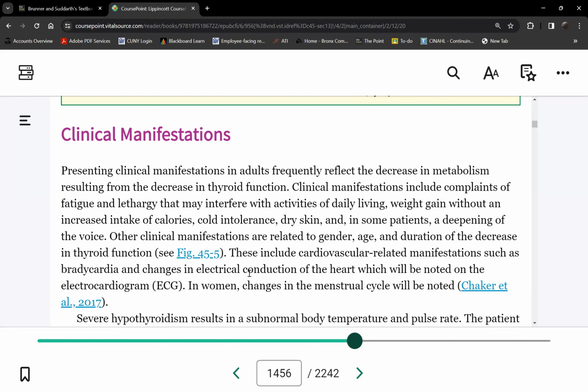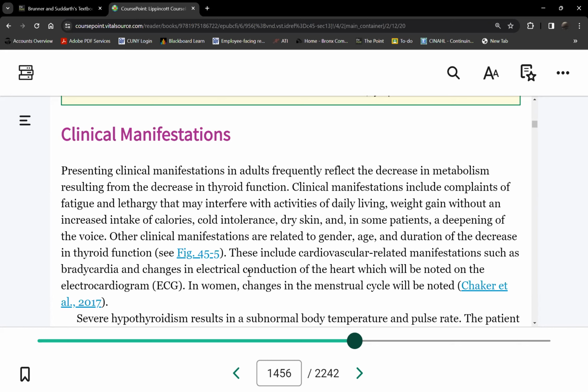Okay, so what will a patient with hypothyroidism look like? Okay, so we will see lack of activity, lack of energy. So they'll have fatigue, lethargy, weight gain, even if you don't eat. Let's say you eat only one cracker the whole day, the patient will continue to gain weight anyway. Cold intolerance, dry skin. There's also hair loss.